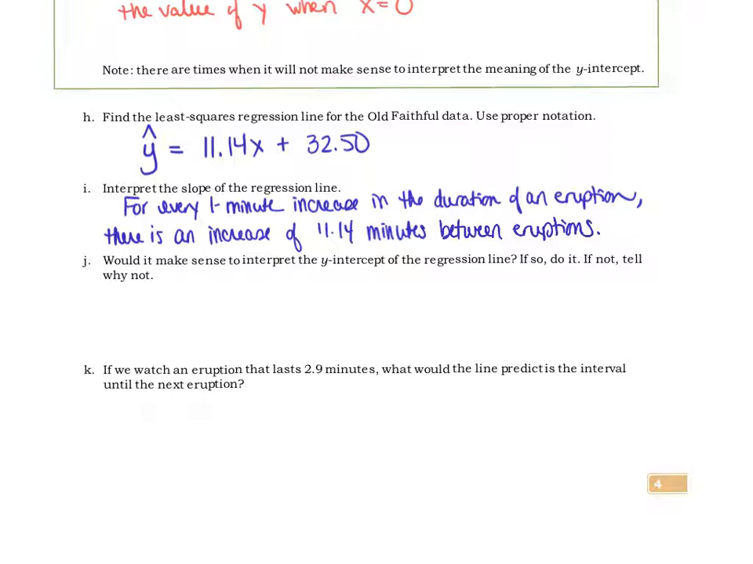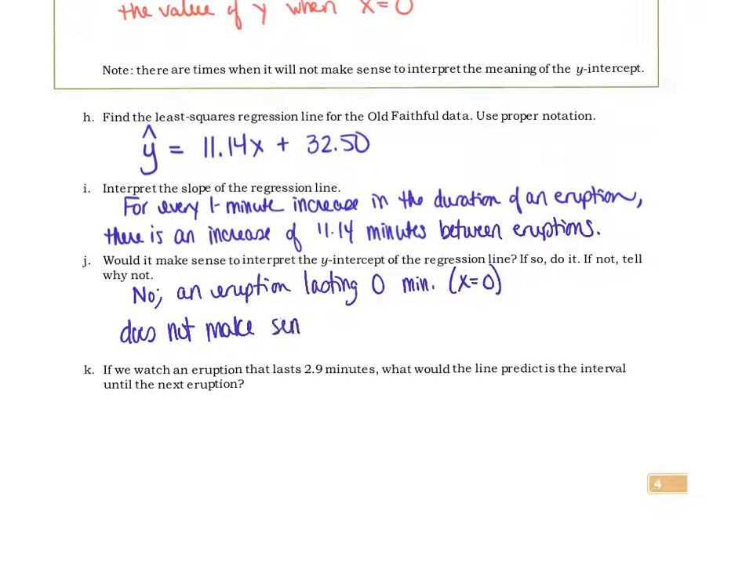Does it make sense to interpret the y-intercept of the regression line? So does it make sense for X, the duration of an eruption, to be 0 minutes? Well, no, because if the eruption is 0 minutes, it never erupted. So it would not make any sense. So no, an eruption lasting 0 minutes, so that's when X is 0, does not make sense. So we're not going to interpret the y-intercept.